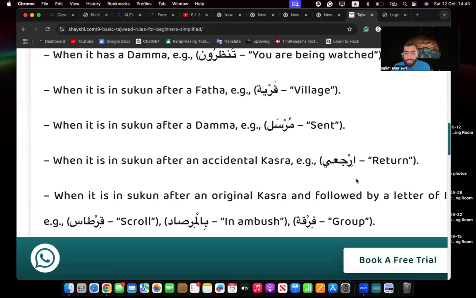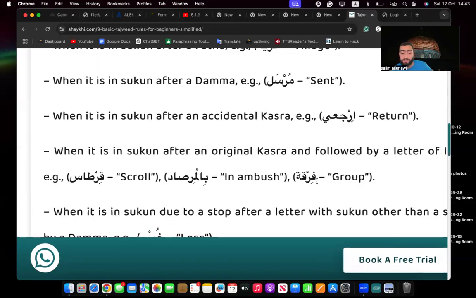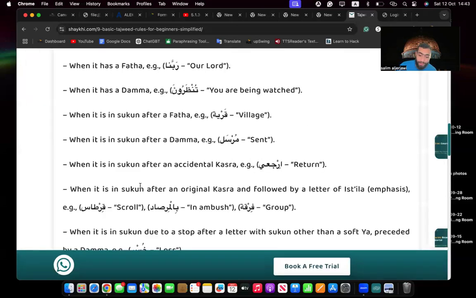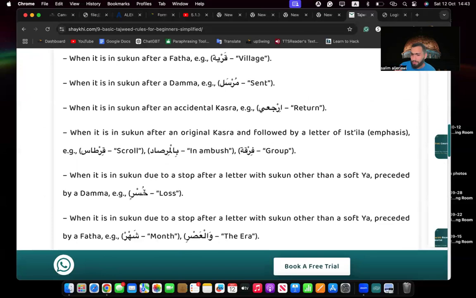So I say ارجعي or ارجع, فرقة, بالمرصاد. All of these are examples of kasra on tarqiq, which is thin ra. Okay, I hope that was clear. And it shouldn't be complicated.